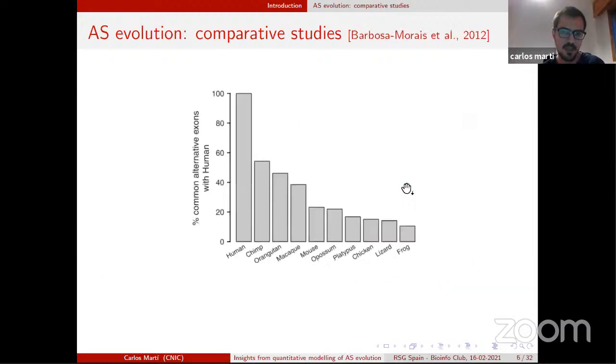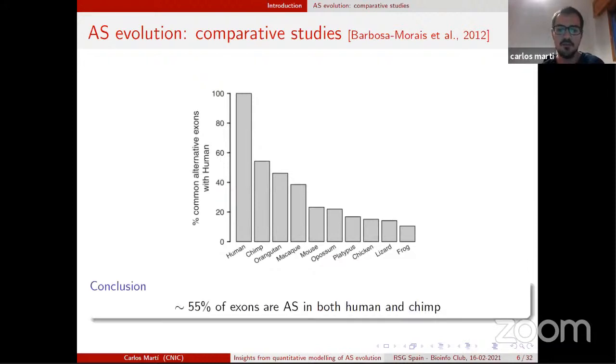Similar results were found in this other study, in which what they did was to analyze how many of the exons were alternatively spliced in common with human. And what we can see here first is that for chimp, for instance, which is very closely related to human, we only find that 55% of the exons are alternatively spliced in both species, suggesting that conservation of the alternative splicing is relatively low.